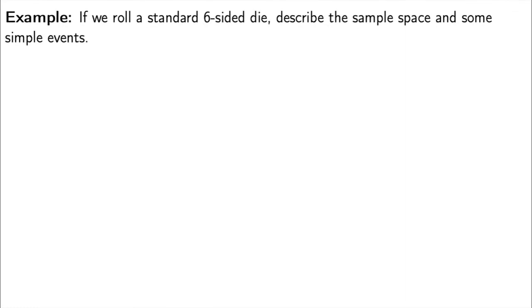Let's look at an example. If we roll a standard 6-sided die, describe the sample space and some simple events. So the sample space, this is generally written as S, okay, equals, and then we usually do it in curly brackets if we can. We'll list out all those simple events in the sample space. So the things that can happen when you roll a 6-sided die, we can get a 1, a 2, a 3, a 4, a 5, and a 6. Okay, so that's the sample space. And then some simple events would be anything like rolling a 1, rolling a 3, rolling a 4. Okay, those are our simple events.